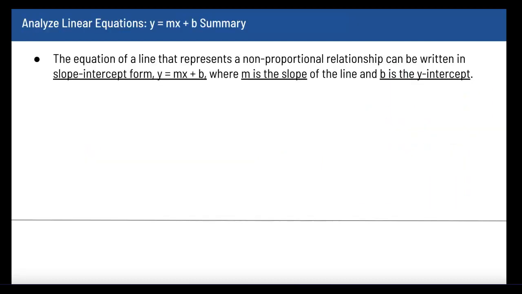Our summary is quite simple. The equation of a line that represents a non-proportional relationship can be written in slope-intercept form, which is y equals mx plus b, where m is the slope of the line and b is the y-intercept. So it's called slope-intercept form because we use the slope and the y-intercept. The slope is m, the y-intercept is b.